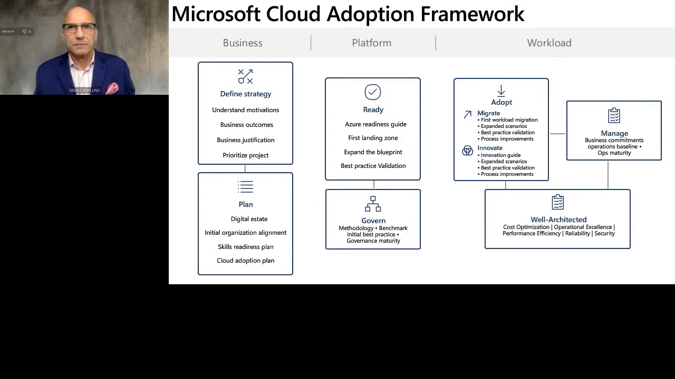And then really pivoting over to platforms. So we help with Azure readiness guides, expanding the blueprint that Checkpoint was so kind to help build out. And then really governing that: what do we need to do around initial best practices or governance maturity? We know that the cloud is fast-adopting across many enterprise accounts, but I would say there's a lot of room for growth and opportunity, so we just want to make sure the methodologies that we're putting in play are really effective. And then really getting down to the workload, I want to make sure we're adopting, innovating, and continuing to migrate new and expanded workloads.